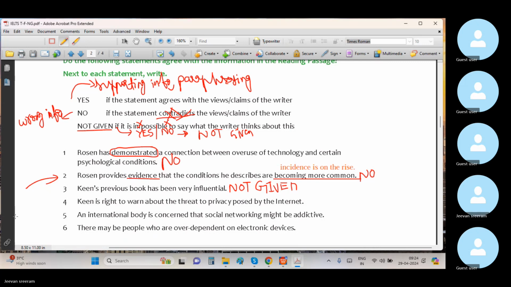Next. So here Keen is right. He doesn't give any meaning like privilege or something. Keen is correct. What Keen did is actually correct, in case of warning the people about the threat to privacy posed by the internet. What did the author feel about Keen? The author felt Keen is actually correct in what he said about the internet being a threat to privacy. Has the author felt the same as Keen felt?